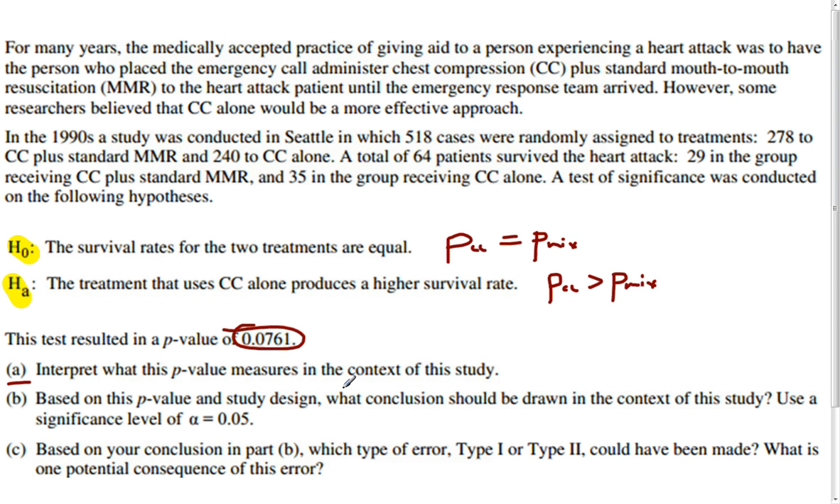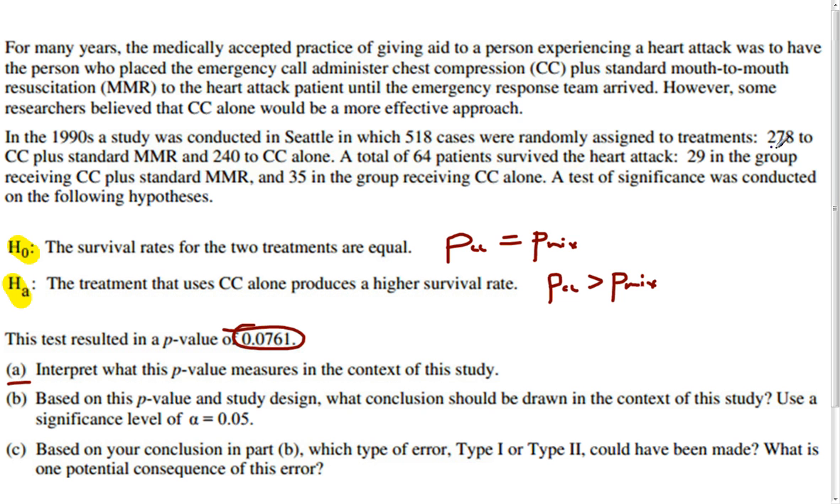Interpret what this means in the context of this study. Well, in the context of this study, we're going to try to understand what exactly a p-value tells us. It's how likely we are to see the results as extreme as the results that we saw, assuming that the null hypothesis would be true. So that means that there's a 7.6% chance in this case of seeing results such as the ones above.